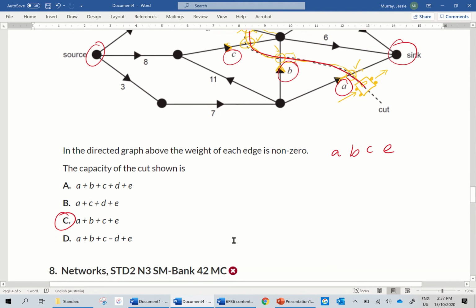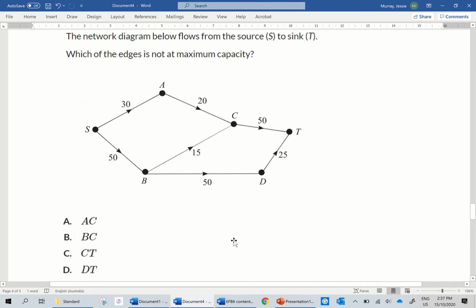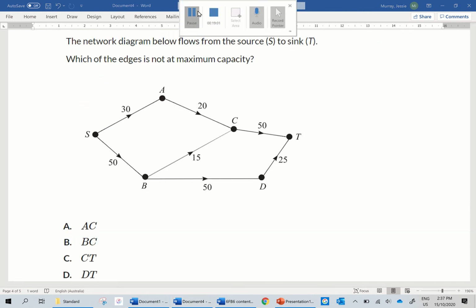Let's keep on moving. Okay. Which of these edges are not at maximum capacity? So let's think about this. This is like that example with the number 5. What I'm going to do is take a bit of time, and I really stress to do this. Look at every possible sequence the water could pass through this.